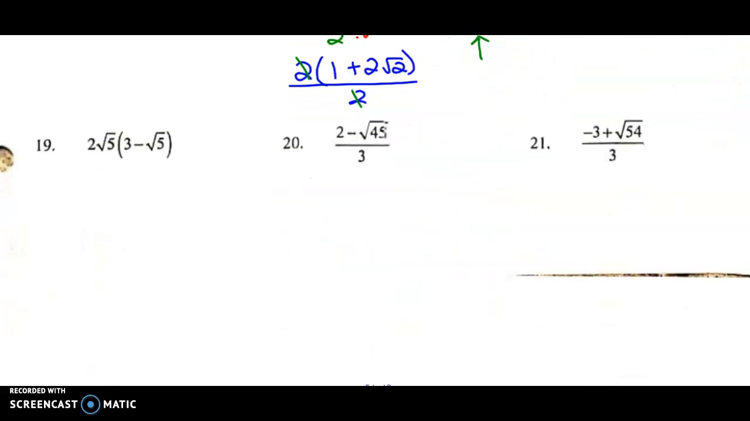All right, for this one, you want to distribute. So we're going to take 2 times the square root of 5 times 3, and then 2 times the square root of 5 times negative 5. So we're first taking this number times 3, and then over here, you could either put a minus in the middle or just 2 times square root of 5 times negative square root of 5.